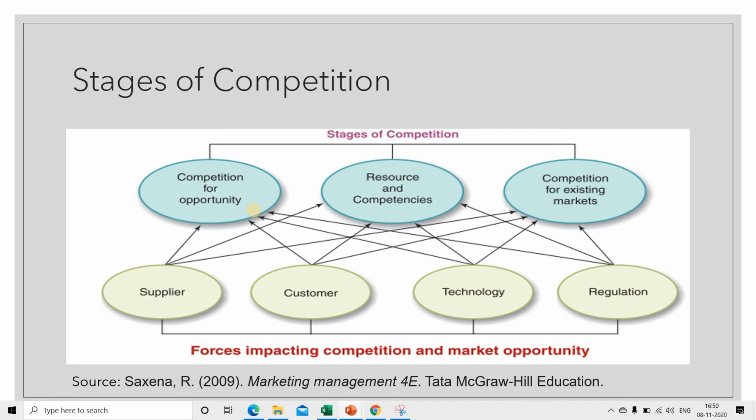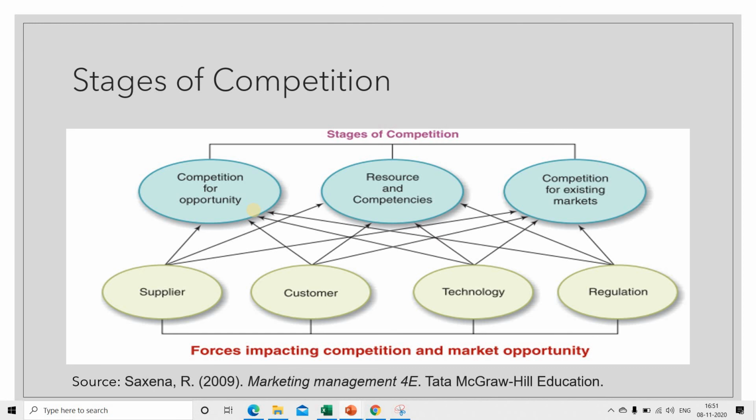You are vying for opportunities. The broader the vision, you are able to scout more number of opportunities. Secondly, that is the resources and competencies. The kind of resources you have, the kind of competencies you have will definitely give you an edge in the market. Right now in the market, the most important and vital resource that any firm could have is access to information, and the best competency one could have is how to use that information.